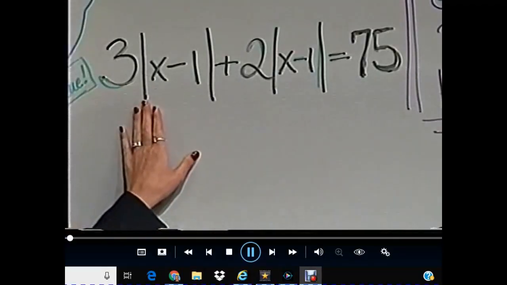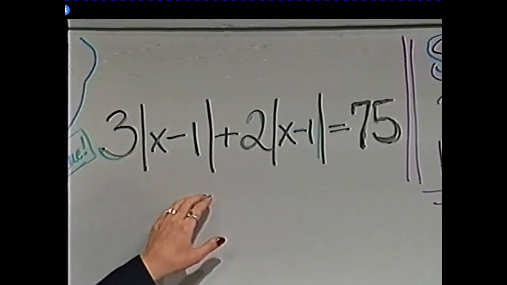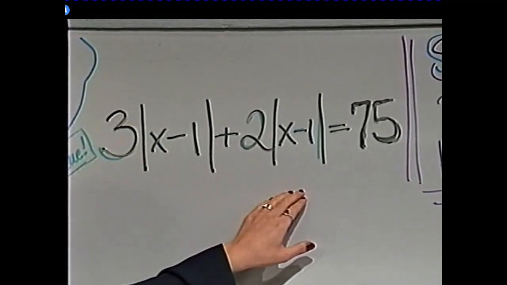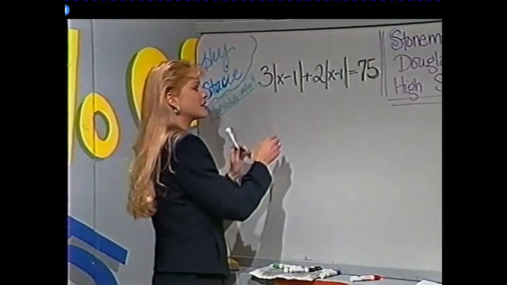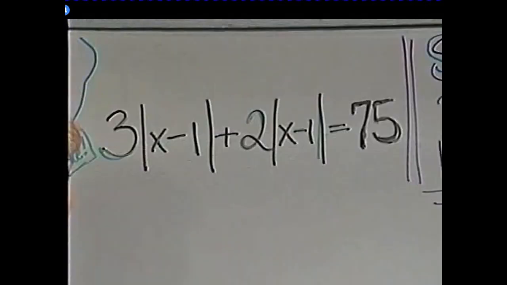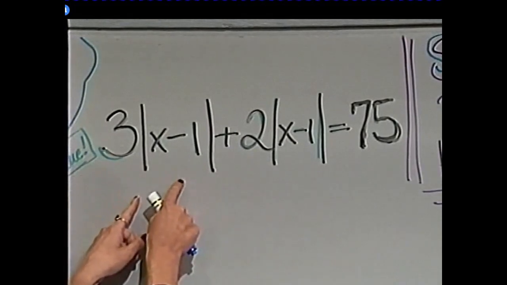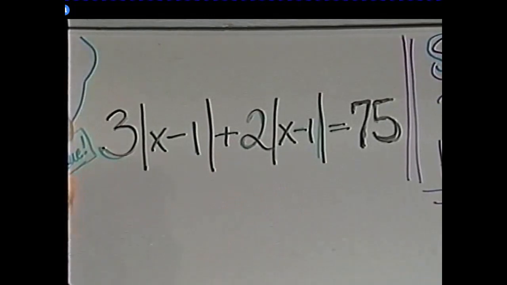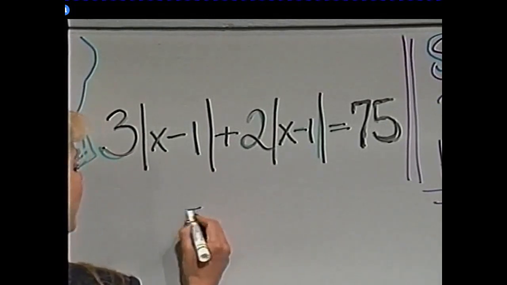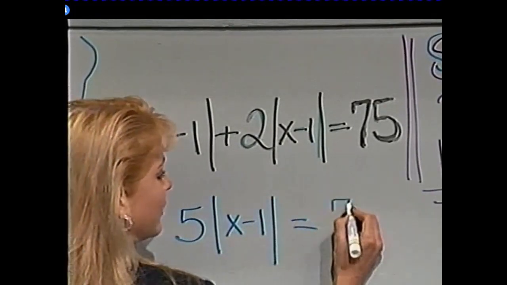Hi. Do you notice something over here? We have 3 times the absolute value of x minus 1 plus 2 times the absolute value of x minus 1 equaling 75. Do you see some things that are kind of alike here that we can maybe combine? Yeah, the absolute values are exactly the same, the absolute value of x minus 1. If we've got 3 of these plus 2 of the absolute value of x minus 1, how many do we have together? 5. 5 times the absolute value of x minus 1. Very good. And that equals 75.